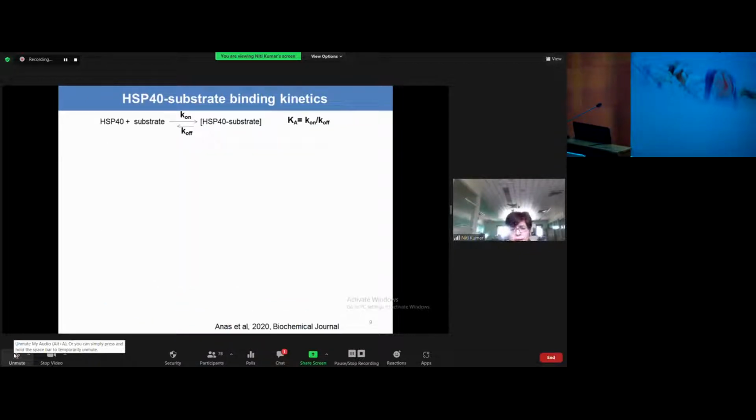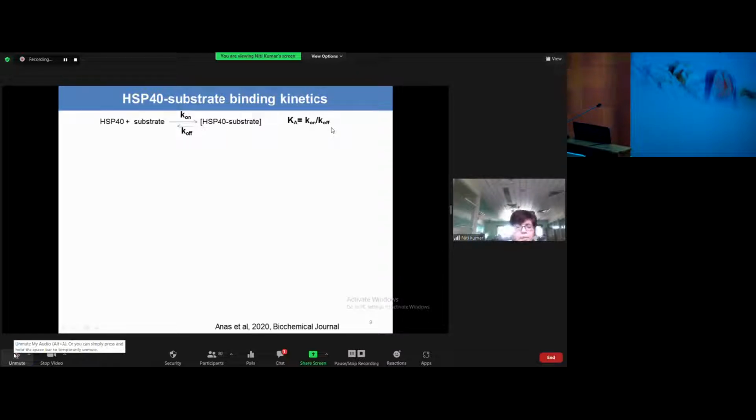So to understand why the plasmodial HSP40 is able to refold or mediate better protein folding, we did some binding kinetic experiments. HSP40 is a co-chaperone of HSP70. It binds to the substrates, forms a transient complex, and brings this complex to HSP70 for protein folding. The forward rate of the reaction is called the K on, and the backward rate is called the K off. And the binding affinity would be the ratio of K on to K off.